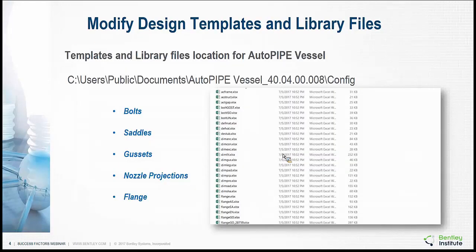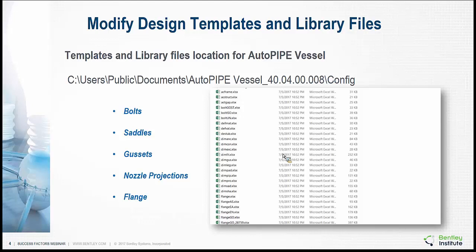So it's easy to locate the config file folder. You go to users, public documents, and then you browse to the version of AutoPIPE Vessel that you have downloaded. The latest one, in case you have not done it, I would recommend you do it, is the 40.4 version, Connect Edition version 4, but you could probably have an older version, doesn't matter, the file structure is same. So browse to your AutoPIPE Vessel version number that you're currently using that's active, and then there you will find the config folder.